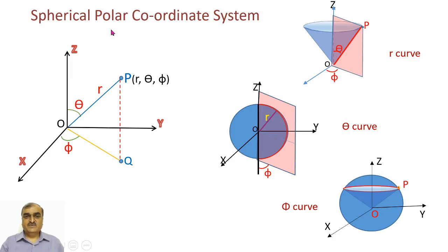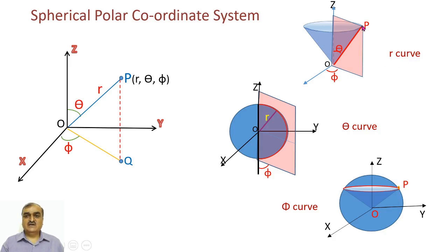In the second lecture, we studied the spherical polar coordinate system. It uses three coordinates r, theta, and phi to specify the position of any point in space, where r is the distance of the point from the origin, theta is the angle made by the line OP with the z-axis, and phi is the angle made by line OQ with the x-axis, where OQ is the projection of OP on the xy plane. Then we saw three coordinate surfaces: the r surface, the theta surface, and the phi surface. The r surface is a spherical surface, the theta surface is a conical surface, and the phi surface is a half plane with one edge along the z-axis.